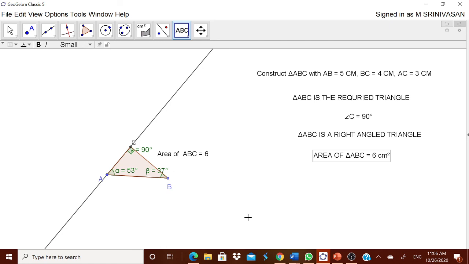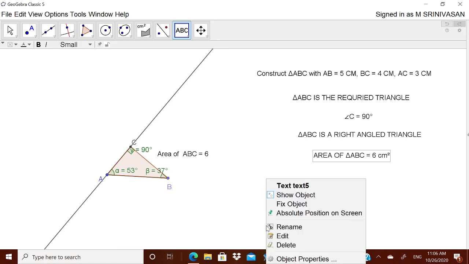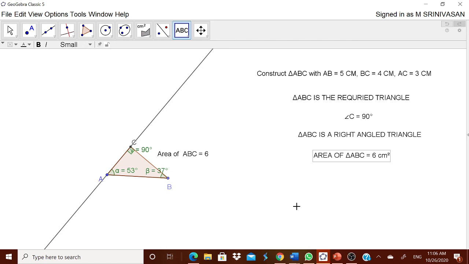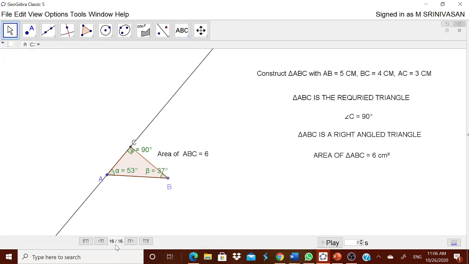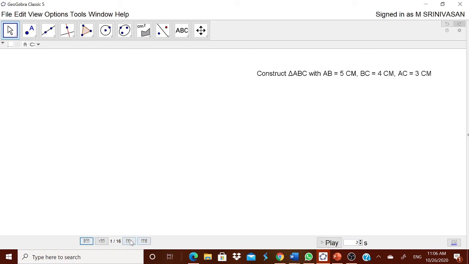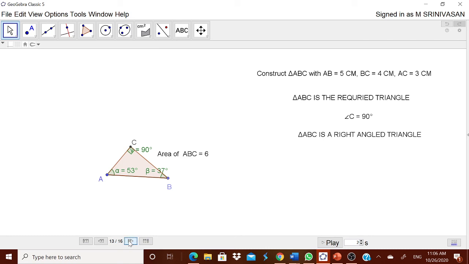Okay, now as usual you can go for right click, escape, go to the right click. You will have the navigation bar. You know what is the meaning of the navigation bar. You can start step by step. You can ask the children to construct. Then you can talk about the angles. Then you can talk about the area and so on.